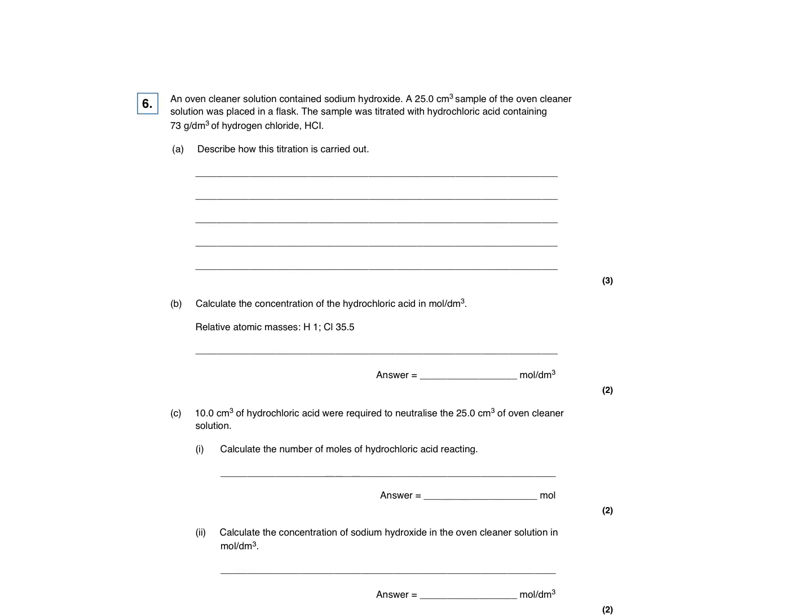So question 6 is about oven cleaner. An oven cleaner solution contains sodium hydroxide. A 25 centimetre cubed sample of the oven cleaner solution was placed in a flask. The sample was titrated with hydrochloric acid containing 73 grams per dm cubed of hydrochloric acid. Describe how this titration was carried out. So again, all you need to include is your HCl in the burette. Add indicator to the conical flask.